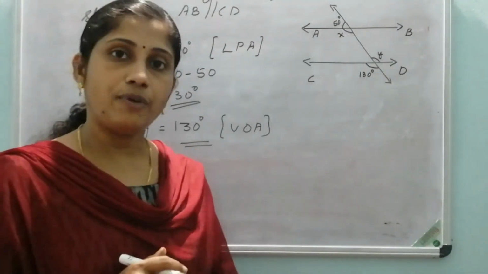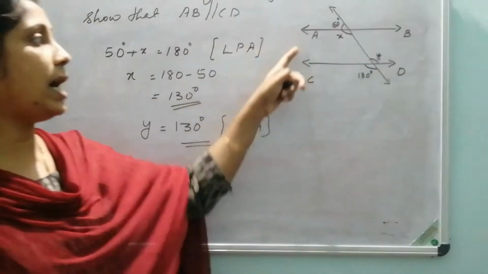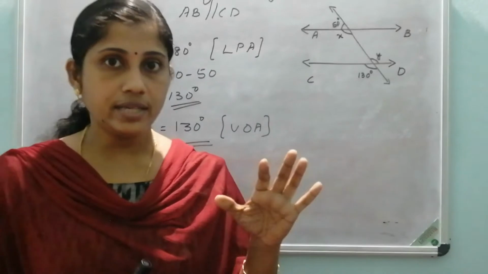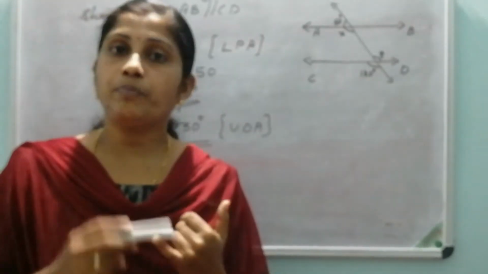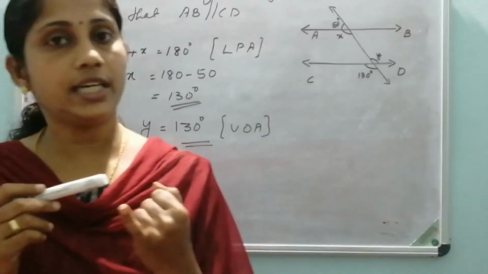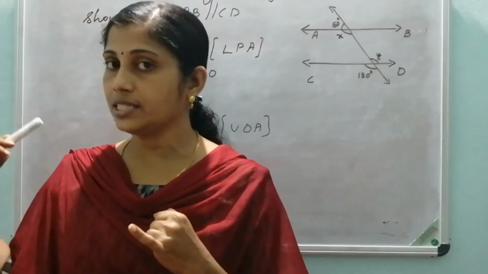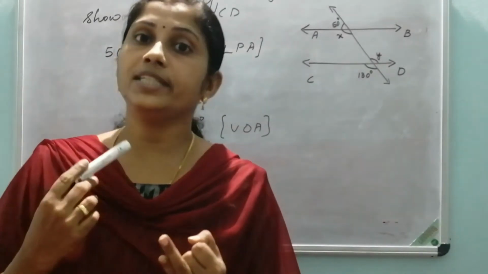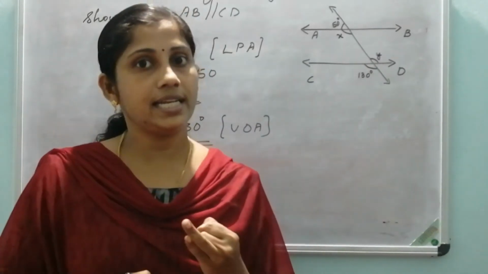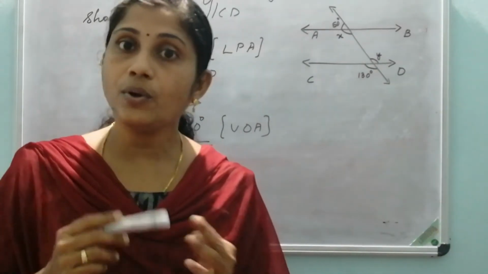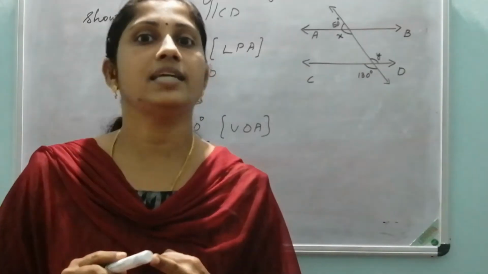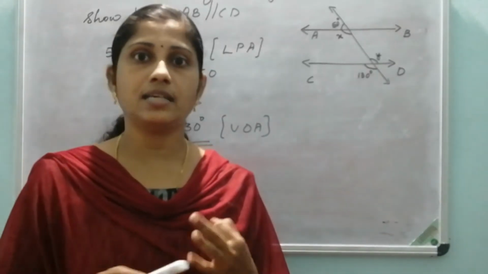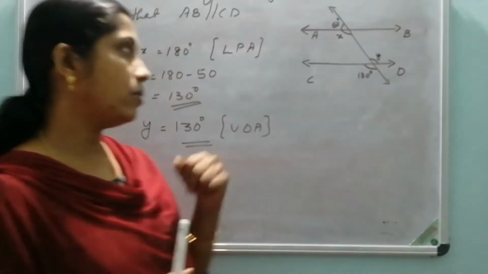So next, what you have to find? You have to prove that AB is parallel to CD. How can we prove that two lines are parallel? We already studied the theorems. We can prove that lines are parallel if the corresponding angles are equal, or if the alternate interior angles are equal, or if the consecutive or co-interior angles are supplementary. So let us check whether the alternate interior angles are equal or the co-interior angles are supplementary, or what is here?